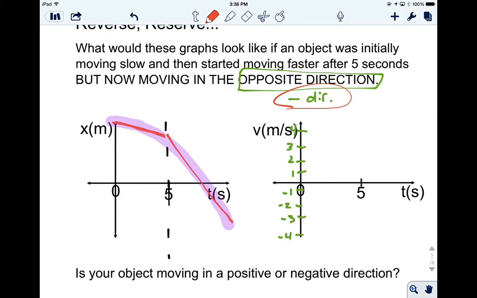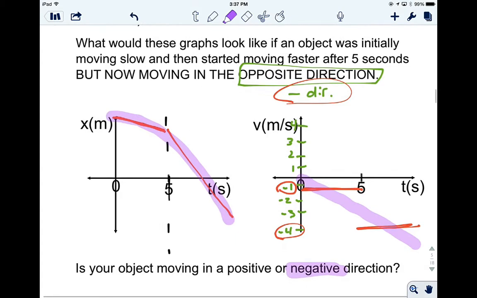Now on the VT graph, if we start slow in the negative direction, you have a small negative value. And then at 5 seconds, it gets to be a larger negative value, something like -4 meters per second. And if this is increasing at a constant rate, it will go from slow to fast in more of a linear direction. So once again, this is a negative direction getting faster and faster.